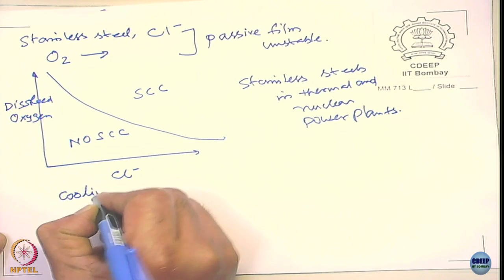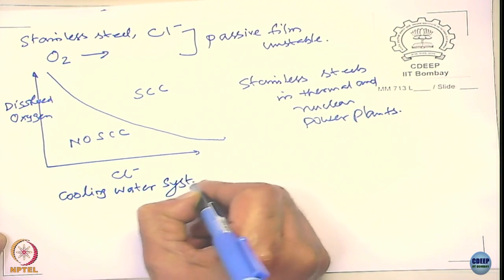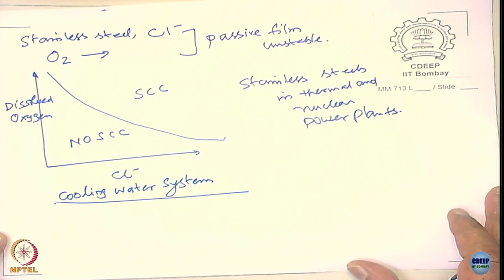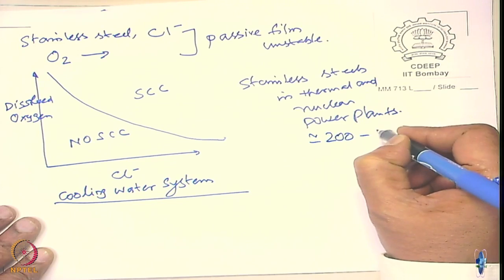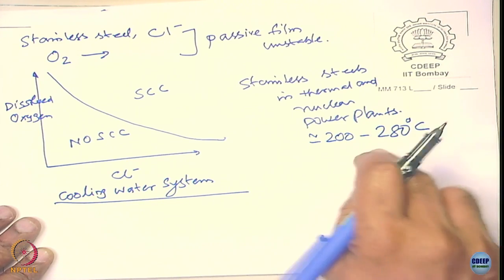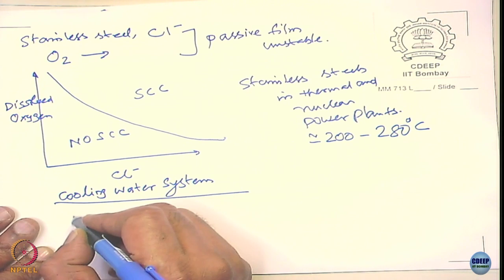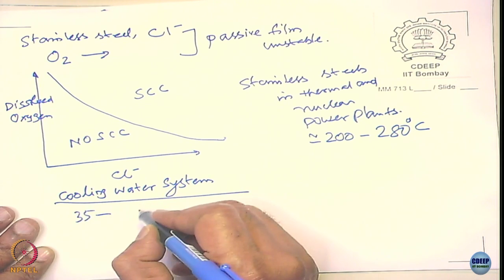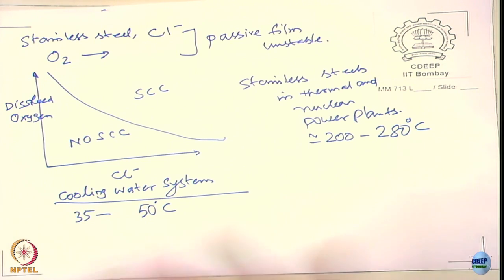Similarly, you also see this in the cooling water systems, the heat exchangers at ambient temperature. See these temperatures, what are they? These temperatures are around 200 to 280 degrees Celsius, very high temperatures. In the cooling water systems, the temperatures are in the range of 35 to about 50 degrees Celsius. And cooling water, you normally use drinking water, the chloride content there may be 100 ppm, 200 ppm.